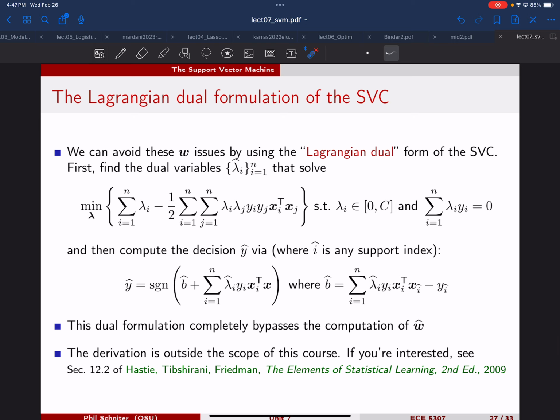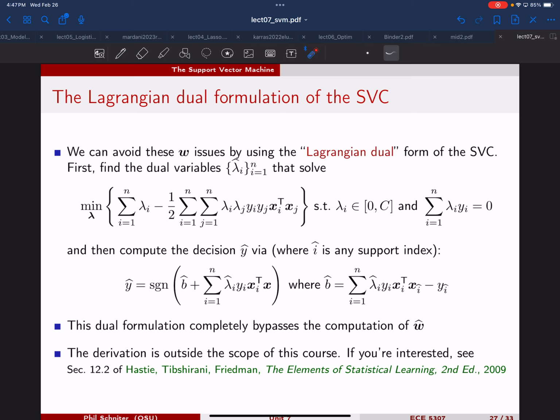Okay, this is known as the Lagrangian dual form of the optimization problem. And in convex optimization, and actually this problem here is a convex optimization problem, if you take a course, this is one of the standard things you learn. You learn how to solve the problem in the primal domain or the dual domain. There's sort of two different ways of looking at the same problem. And this is just the dual form of that SVC.